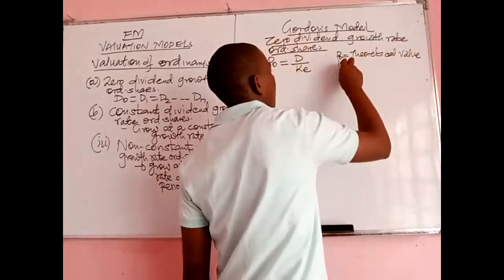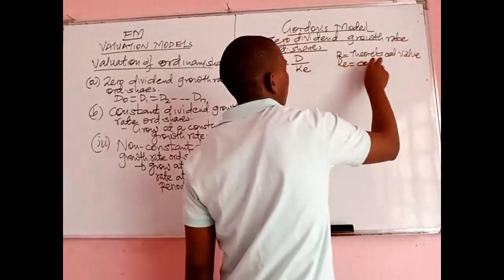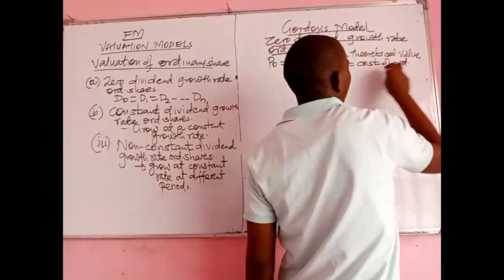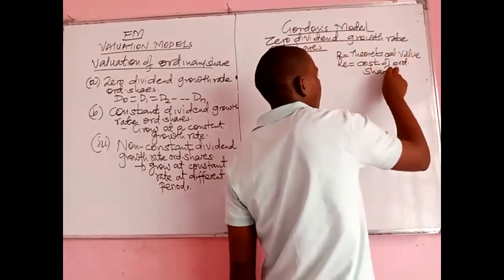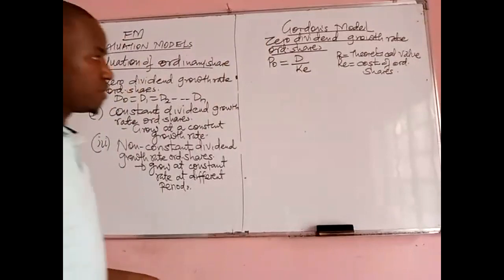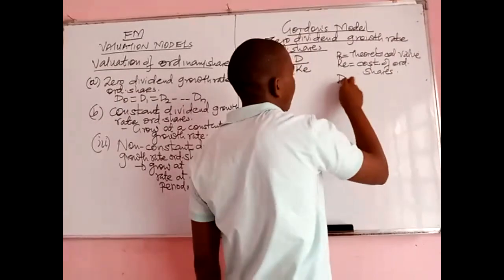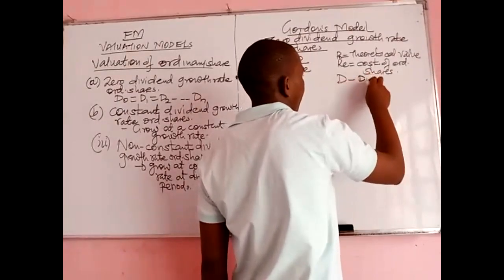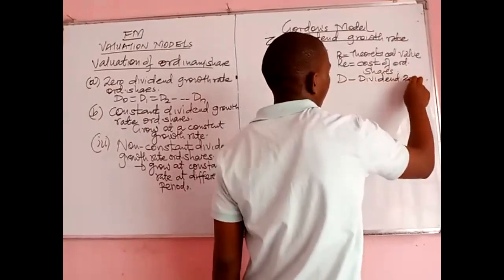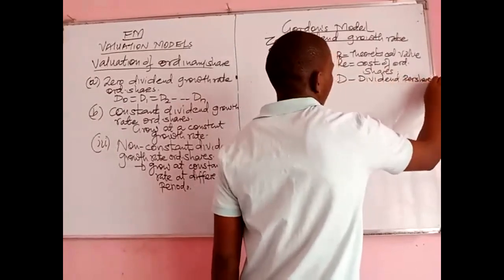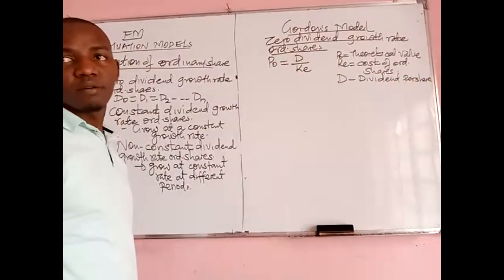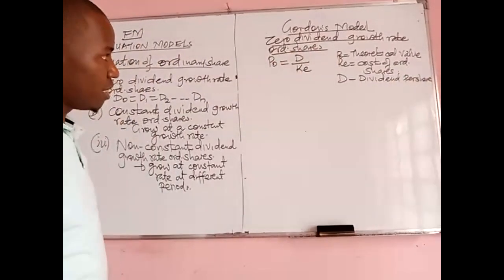Now KE is the cost of ordinary shares, the cost of ordinary share. D is the dividend per share. That is in the case of zero dividend growth rate ordinary shares.